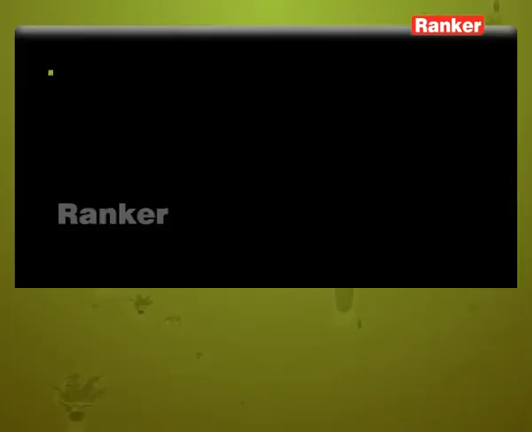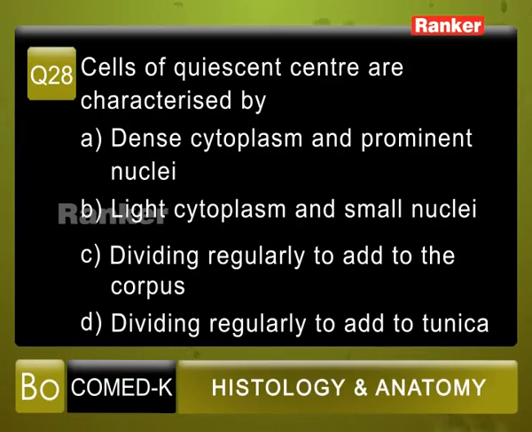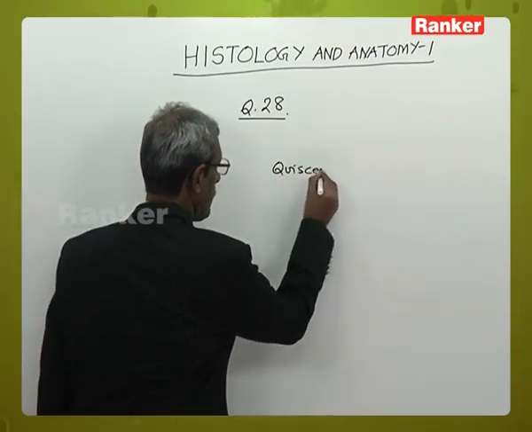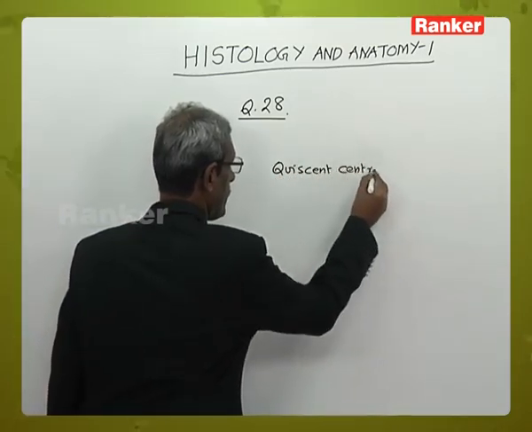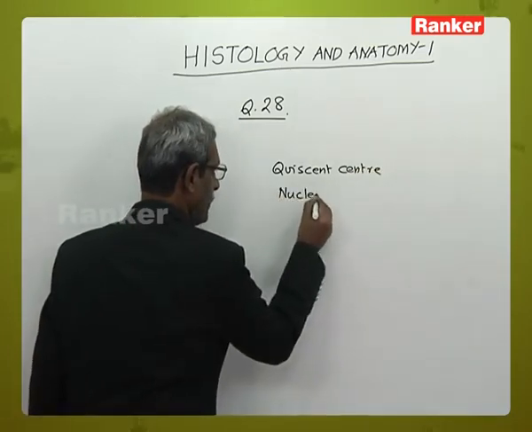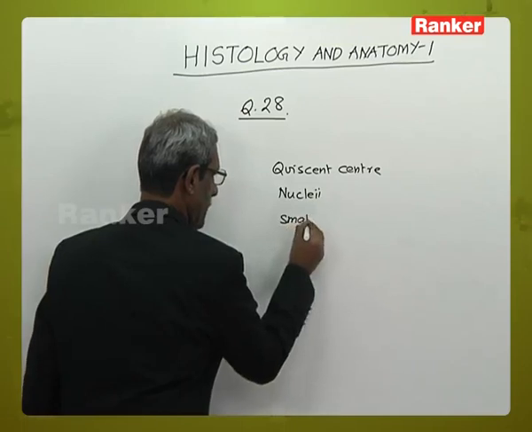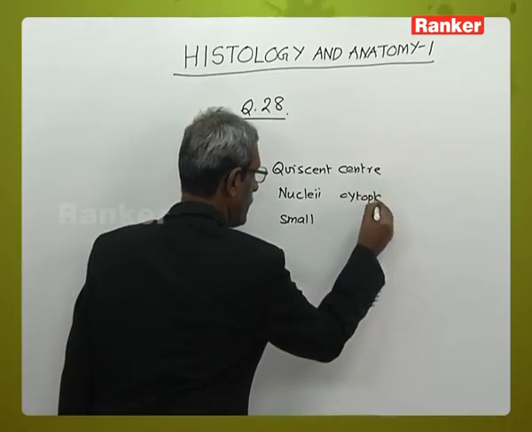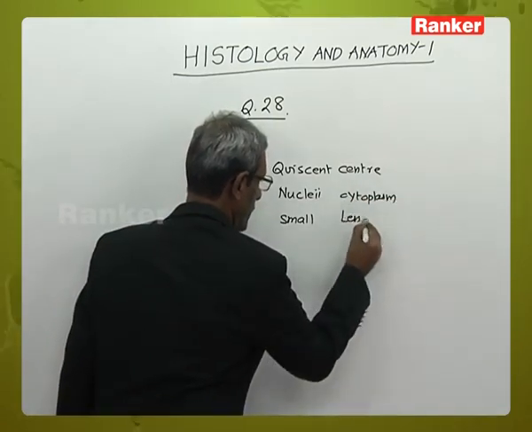Question number 28. Cells of the quiescence center are characterized by A. dense cytoplasm and prominent nucleus, B. light cytoplasm and small nuclei, C. dividing regularly to add up to the corpus, D. dividing regularly to add up to the tunica. When you take the quiescence center, it always has nuclei which are small and the cytoplasm too is less dense.